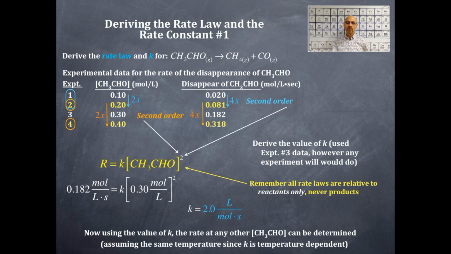Okay, now using this rate constant of K, you can derive the rate at any concentration of this CH3CHO that you want. Okay, and so if you have any concentration, even the ones that are not given in this experimental value, you can do that. Now that is assuming one thing, and that is assuming that the temperature here has not changed. Because if the temperature changes, then you're going to have to derive a new value for the rate constant, that is K. Alright, hopefully you got that. That was our first problem here in deriving the rate law and the rate constant.